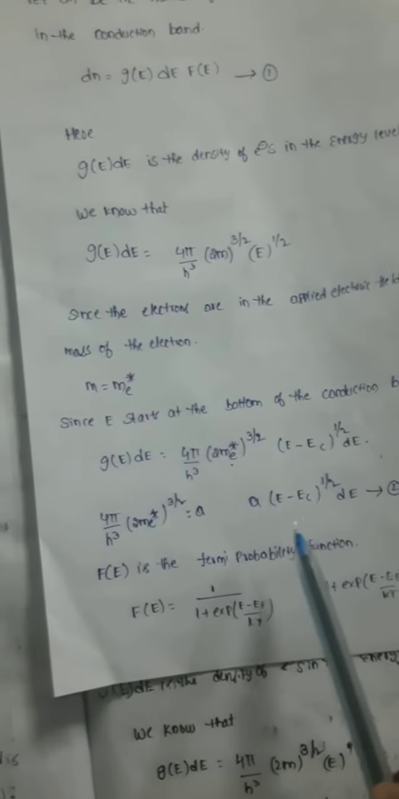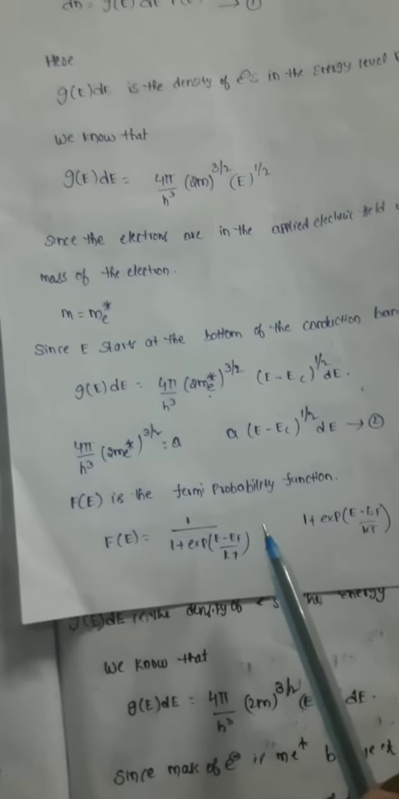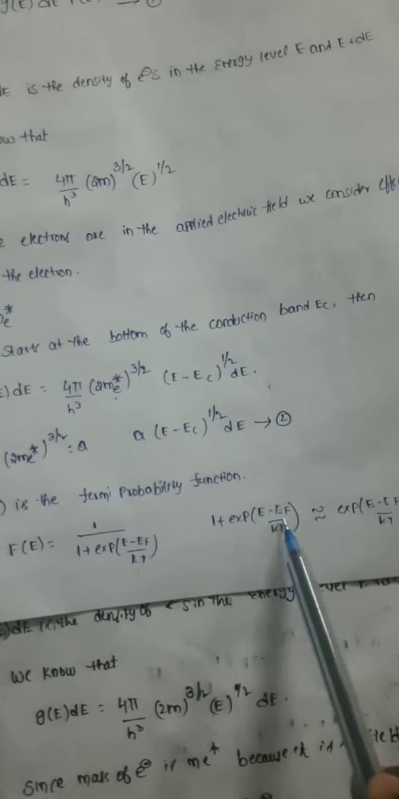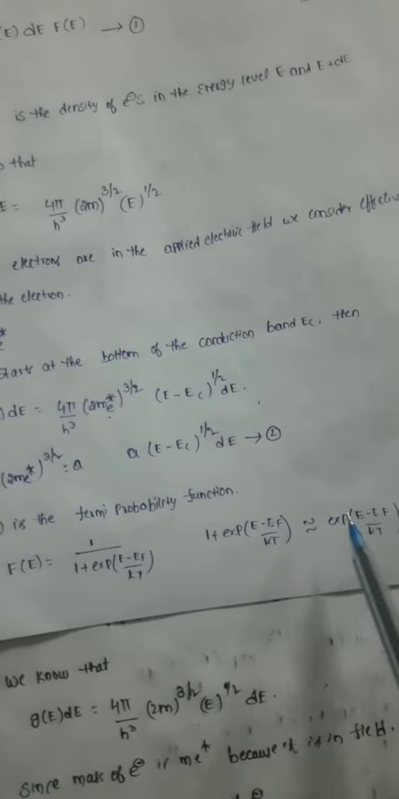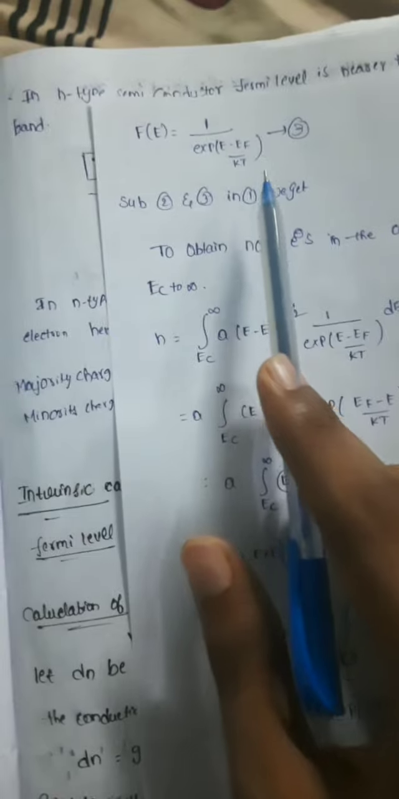Probability function f of E is defined as 1 by 1 plus exponential of E minus EF by KT. If we compare these two functions, 1 and the exponential of this function, the exponential is always greater than 1, so we have to neglect 1. So this expression will become exponential of E minus EF by KT. Now f of E becomes 1 by exponential of E minus EF by KT, and we consider this as 3.